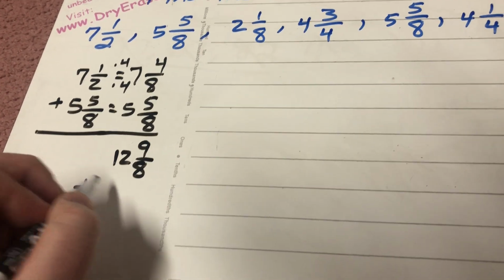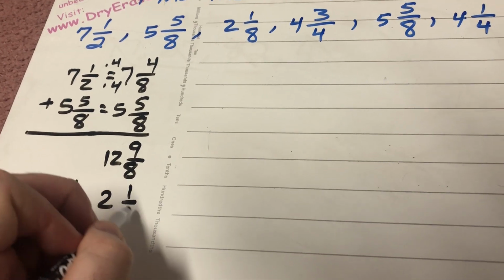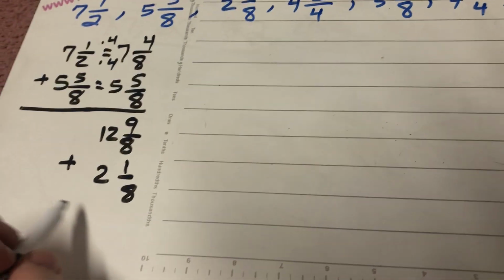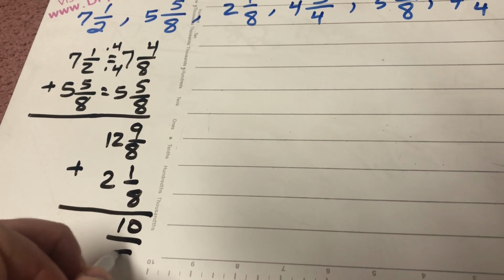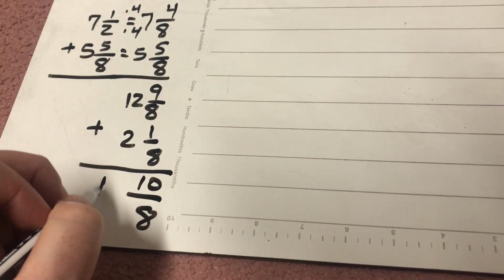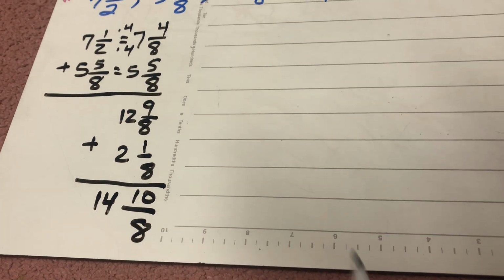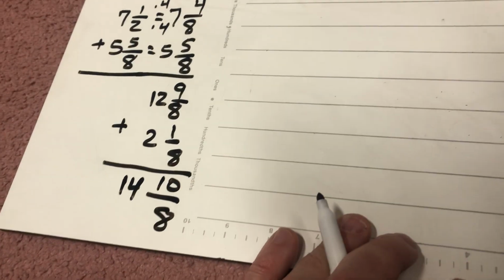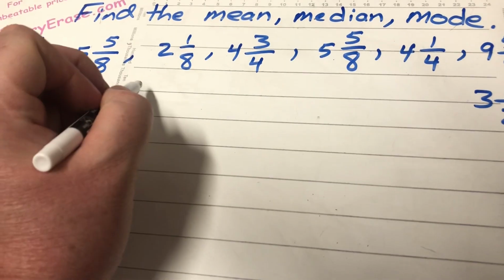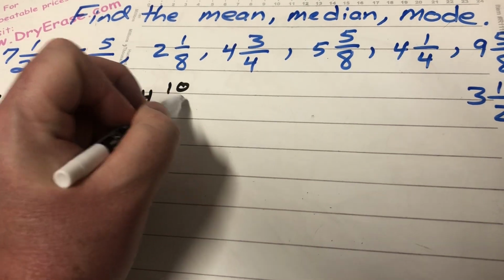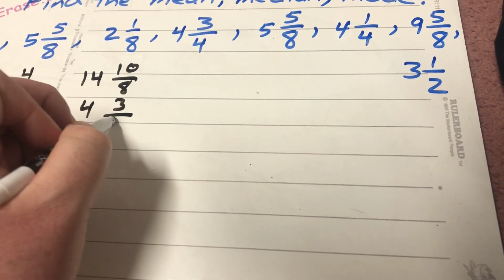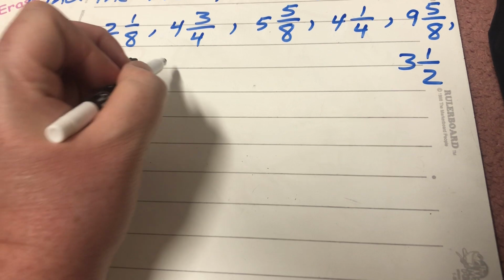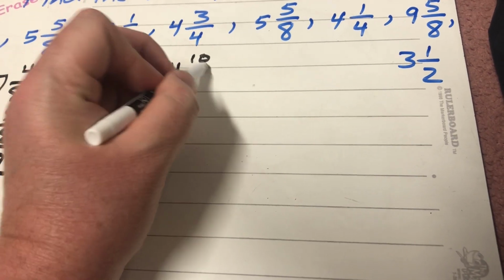So now I'm going to add the next number, which is 2 and 1 over 8. And that looks like it's going to be 10 over 8, and 12 plus 2 is 14. So I've got 14 and 10 over 8, and I'm going to be adding 4 and 3/4. Well, I know that's going to stay 14 and 10 over 8.